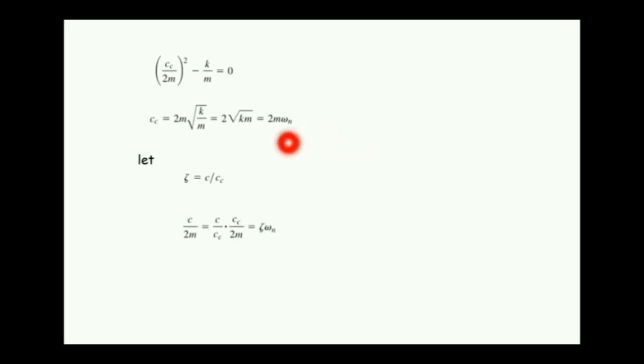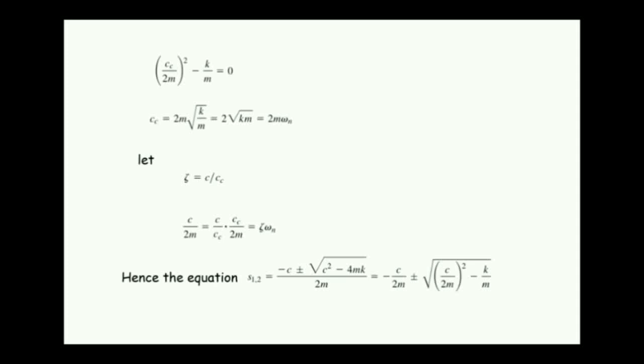So this will modify to zeta into omega n. So c upon 2m we can write as c upon cc into cc upon 2m, which is equal to zeta into omega n. If I substitute this value in the above equation, that is s1 and s2, the equation becomes s1,2 equal to minus zeta plus or minus under root zeta squared minus 1, into omega n.